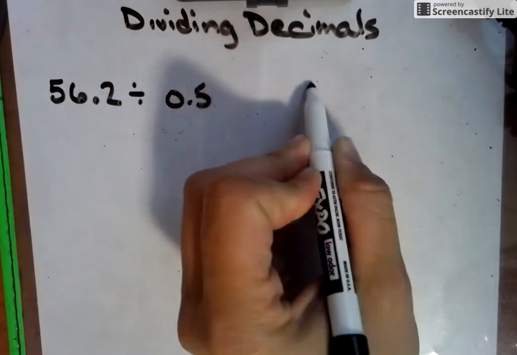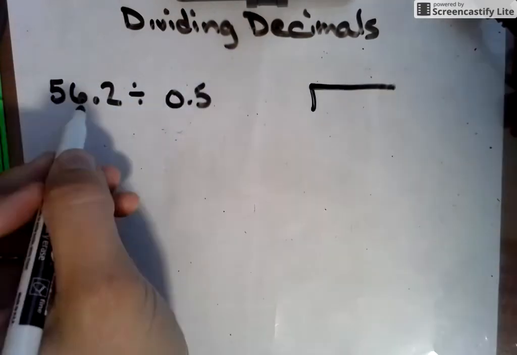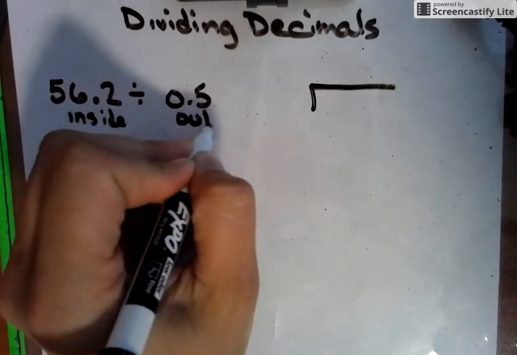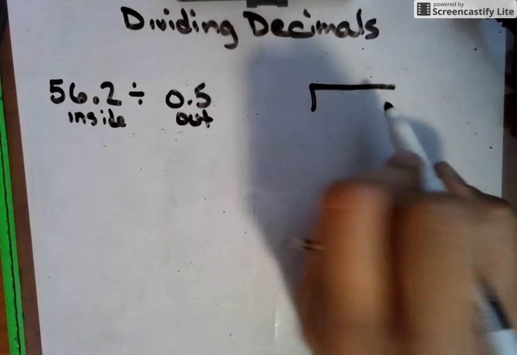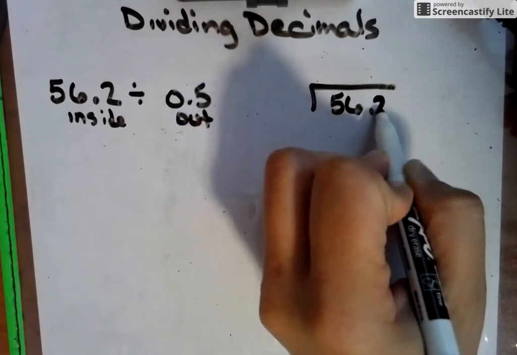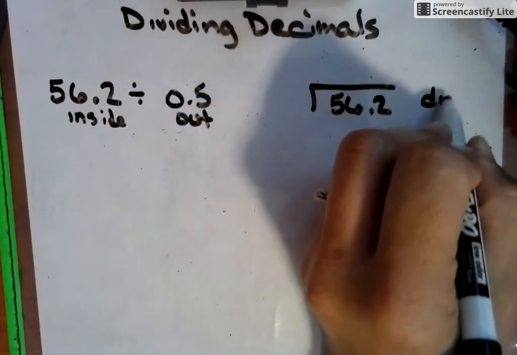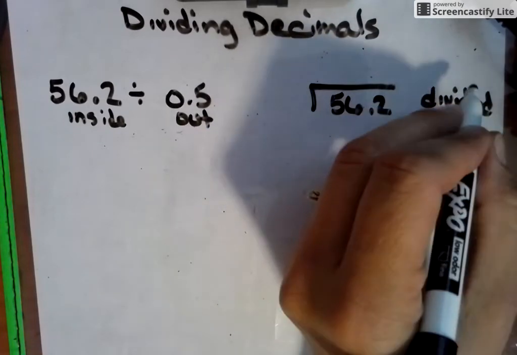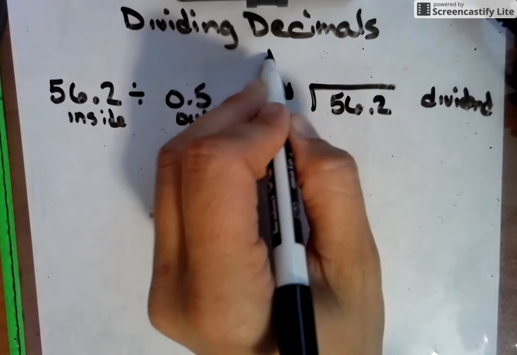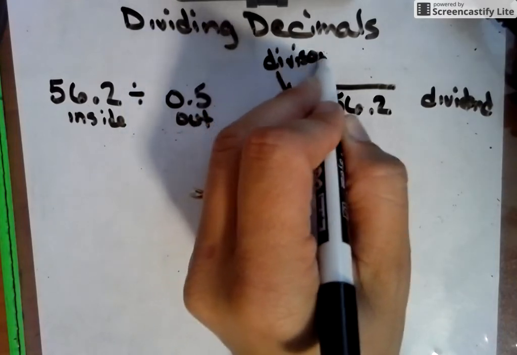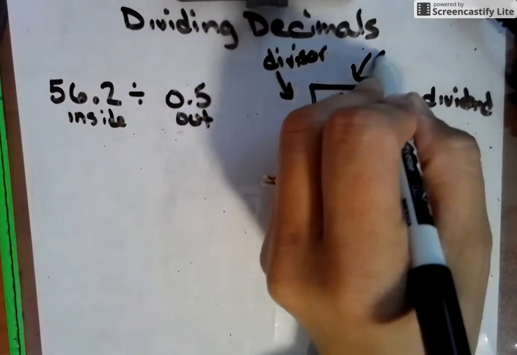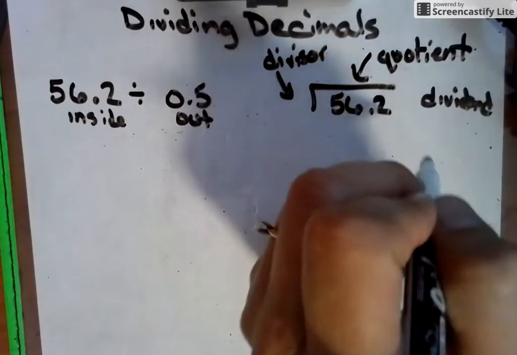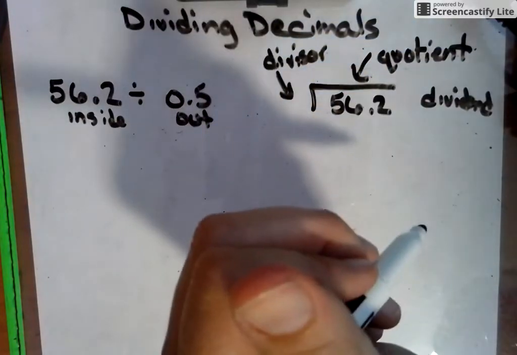So how to write this into a division box style. The first listed goes inside. So inside, out. So inside is a dividend. It's an E in there. And the outside is a divisor. And the answer is a quotient.